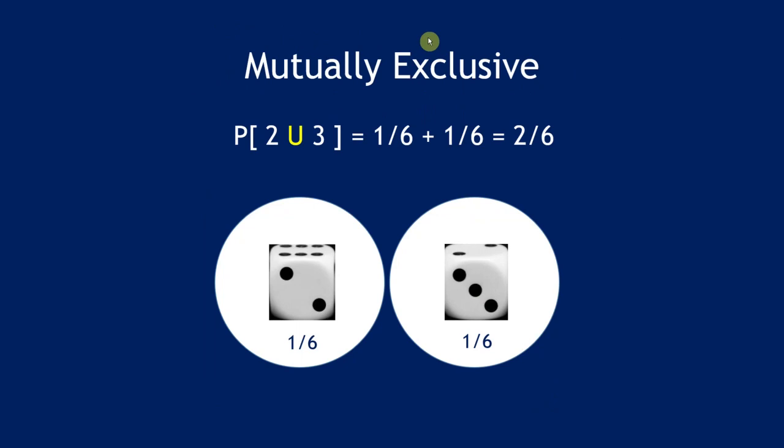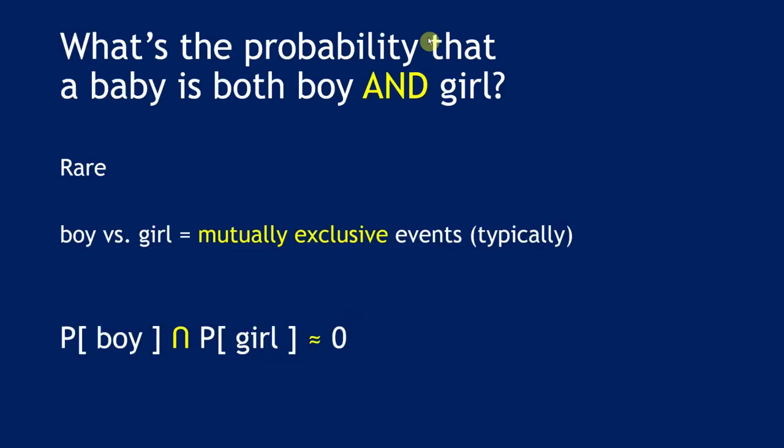So let's look at this example. We have rolling the dice of 2, rolling the dice of 3. And if we want to know the probability of getting either a 2 or a 3, because these are mutually exclusive events, we can just add them up. So the probability of getting either will be 2 divided by 6.